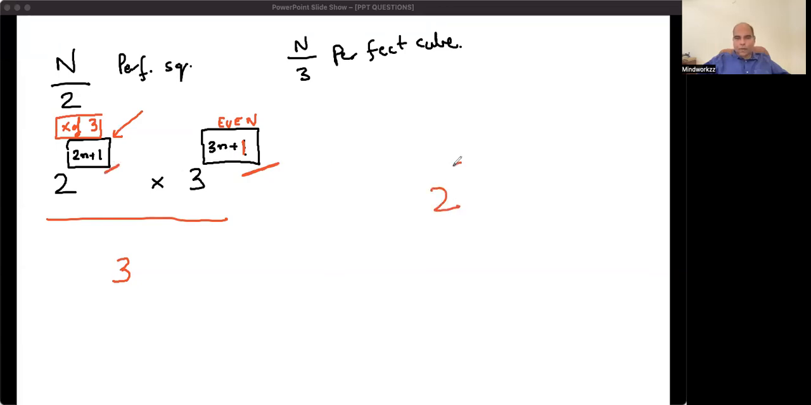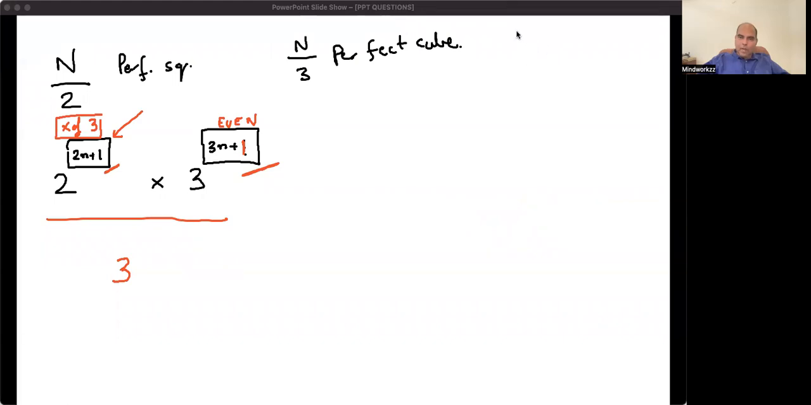So I said 2 raised to 5 into 3 raised to 4. If I divide this number by 3, I'll get 2 raised to 5 into 3 raised to 3. Now this is not a perfect square because this number is not a multiple of 3. So this number is necessarily not just 2n plus 1, it has to be a multiple of 3 to meet this condition.